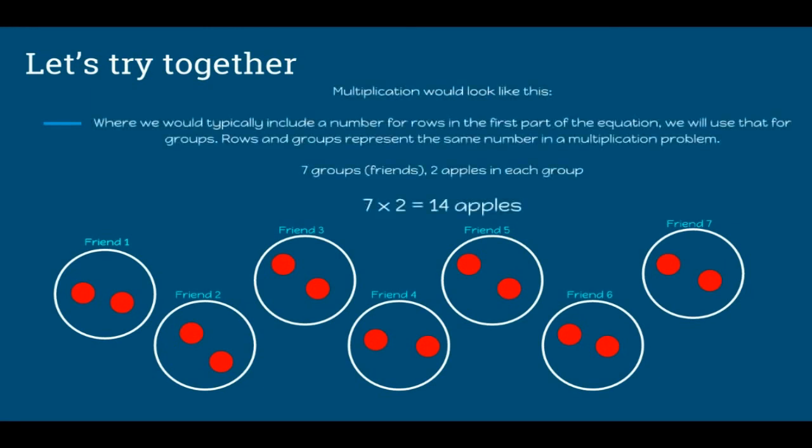Remember, we can call this repeated addition because we're adding the same number of apples each time. Multiplication would look something like this. Like I said before, where we would typically include a number for rows in the first part of the equation, we're going to use that for groups. Rows and groups represent the same number in a multiplication problem. I have 7 groups, or friends, and I have 2 apples in each group. That means the first number I'm going to use is a 7. I'm going to multiply it by 2, and it's going to give me 14 apples.